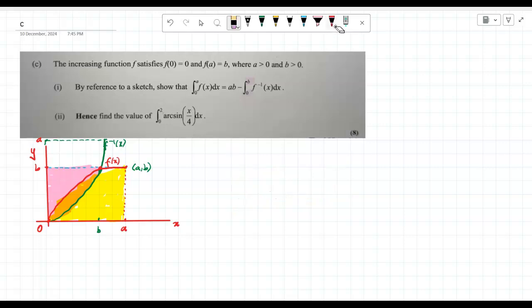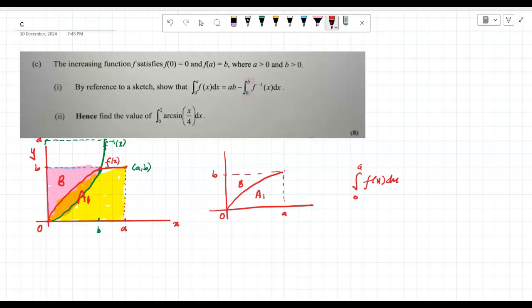So can you do one thing? Forget whether they overlap or not. If I call this area A1, correct? Which one, the yellow one? The yellow one. Okay. And this area is B. So basically I'm looking at this. This is A. This is B, correct? So this is A1 plus B. So area A1 is from 0 to A of f(x) dx, correct? Correct. Plus area of region B is equal to AB.